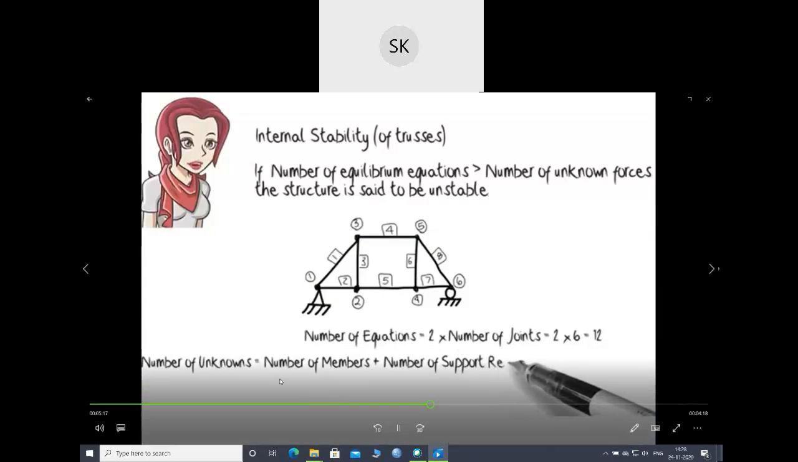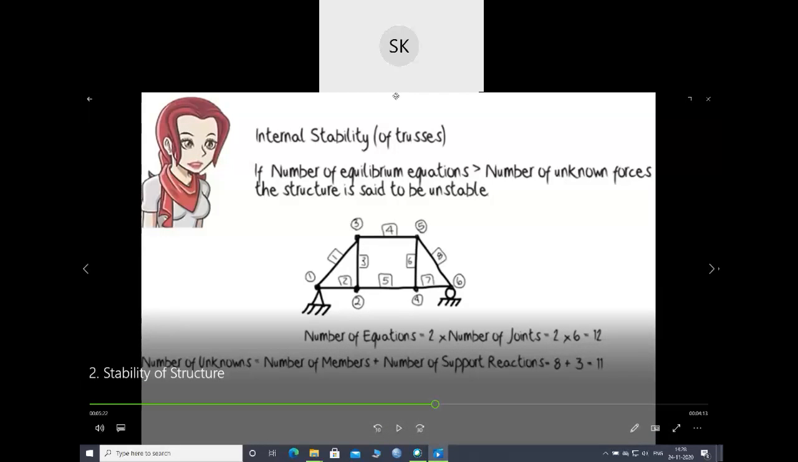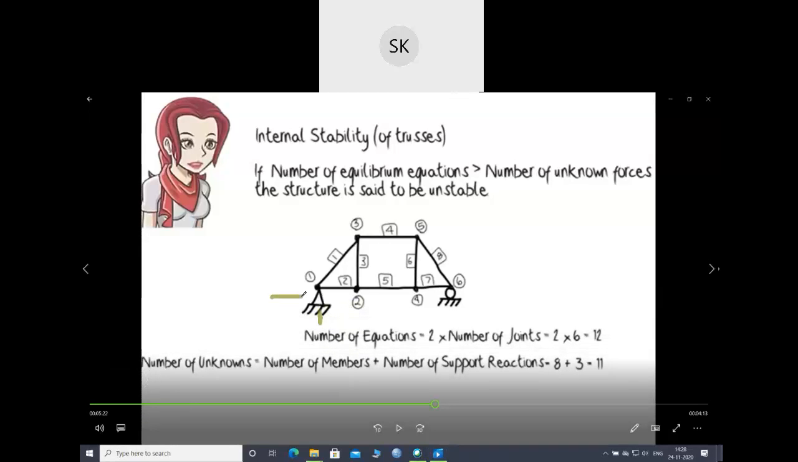Here, we have the number of members plus the number of support reactions. These are the unknowns, since support reactions are given by the supports. This pin will have one vertical and one horizontal reaction, and this roller will have only one vertical. So the number of support reactions will be 3.